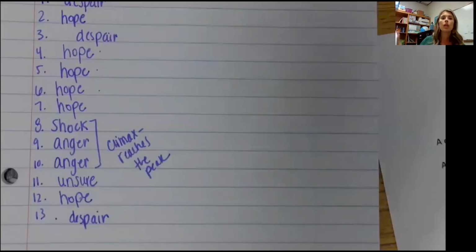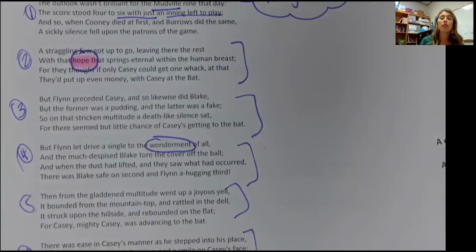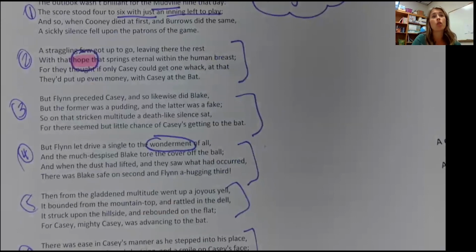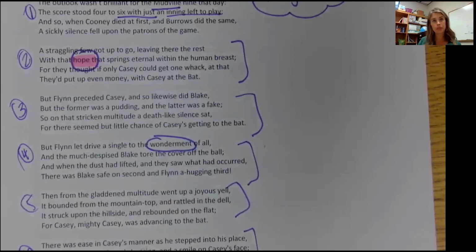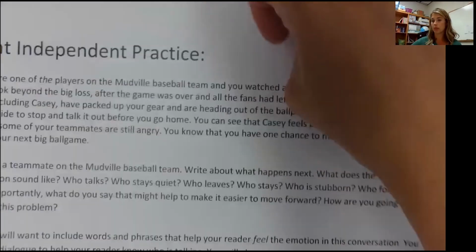Now, today we explored how the author used the structure of the poem to emphasize how the Mudville fans' emotions changed throughout the course of the poem. We saw that they changed quite a lot in just a small amount of time. But what about Casey and the other players on the team? Their emotions must have changed too. So, this is your independent work.